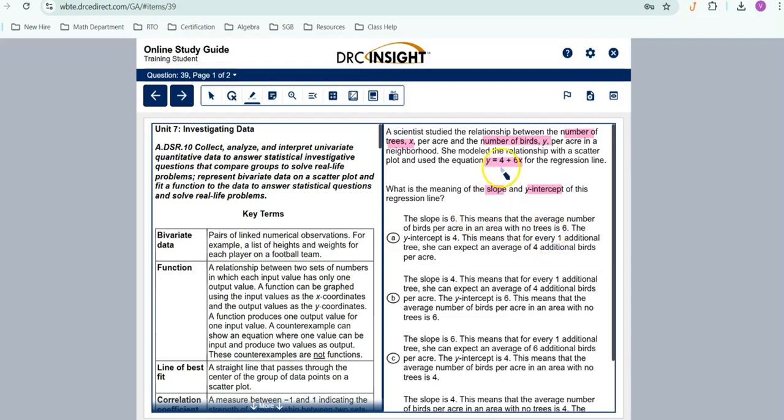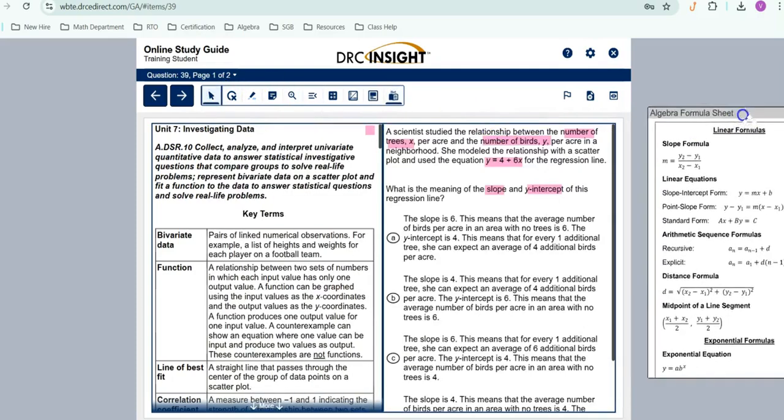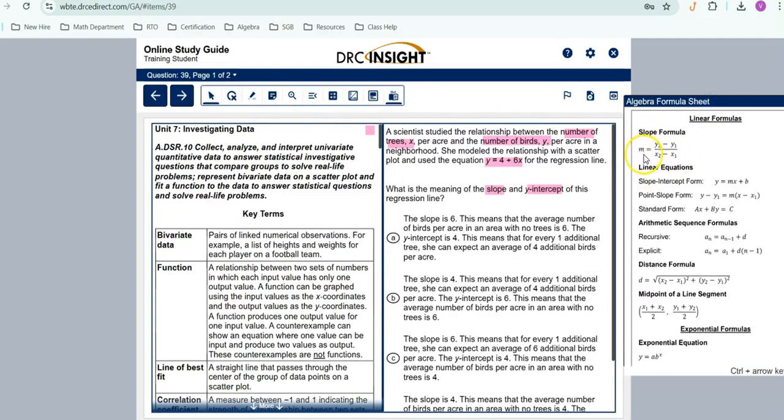Well, let's first figure out what our slope is. Y equals 4 plus 6x. Our slope is 6, in case you've forgotten. Our formula sheet here has the slope formula, and it tells you that's m. And our equation in slope-intercept form says y equals mx plus b. So mx is our slope with x, and b is the constant by itself. So our slope is going to be the 6.